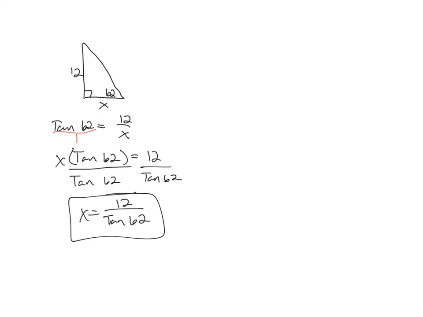Let's see, 62 tangent, and so I get 1.8807. Remember, 4 numbers after the decimal is the best guide. So 12 divided by 1.8807, and I get 6.38, or 6.4.